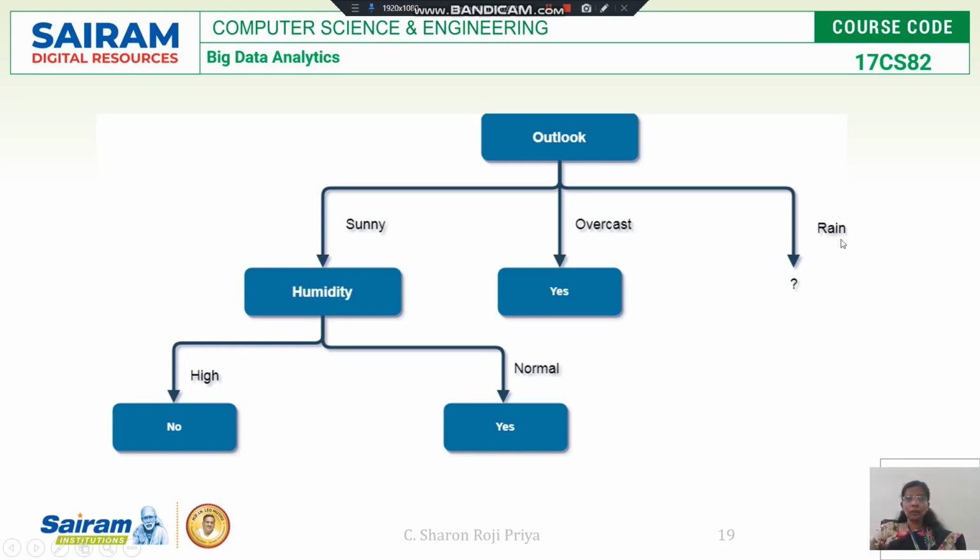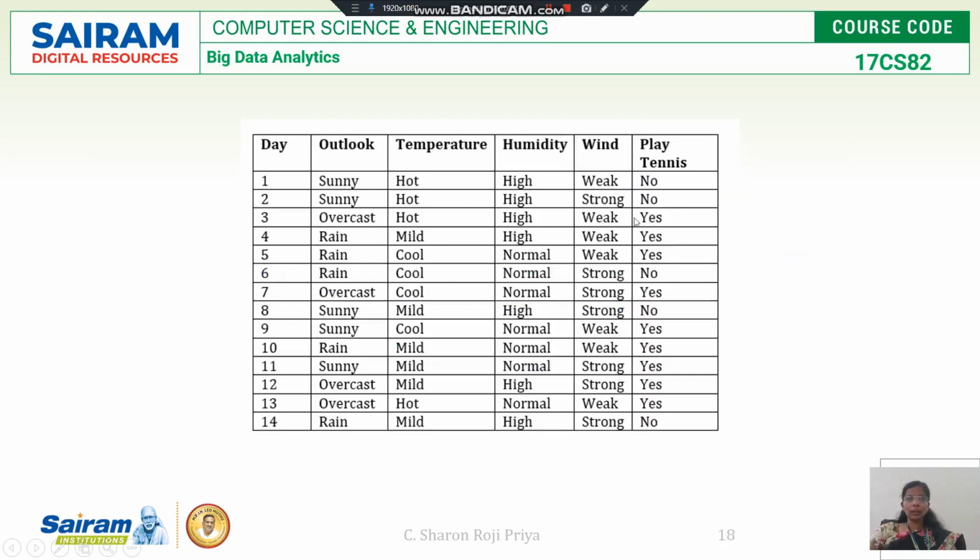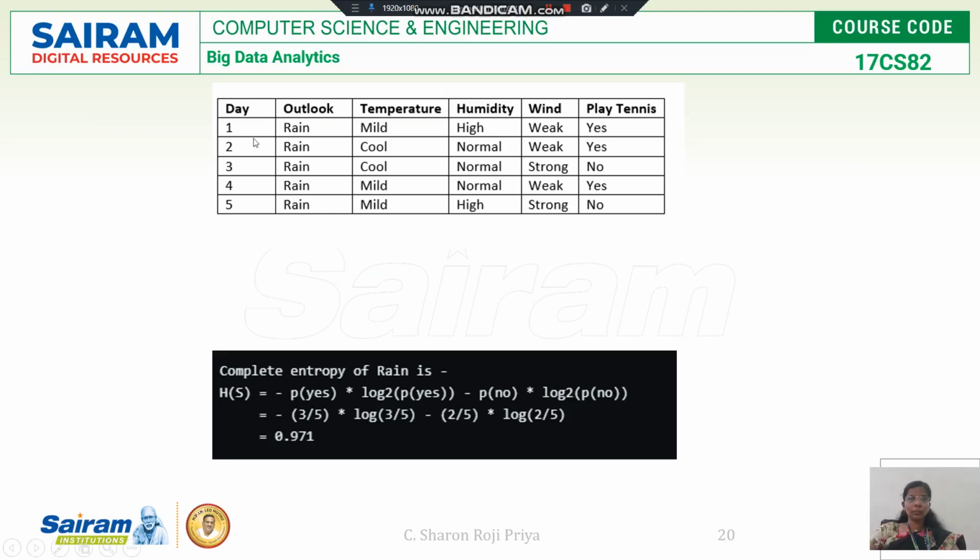Next, you have to proceed with your rain. So go to the main data set, pick all the rains. How many rain are there? 1, 2, 3, 4 and 5. 5 rain are there. So now only this rain should be your data set. So my data set will be like this. It will have only 5 instances. All 5 instances belong to rain. You calculate the entropy of rain.